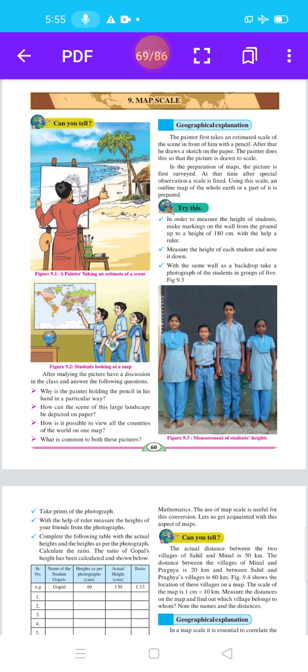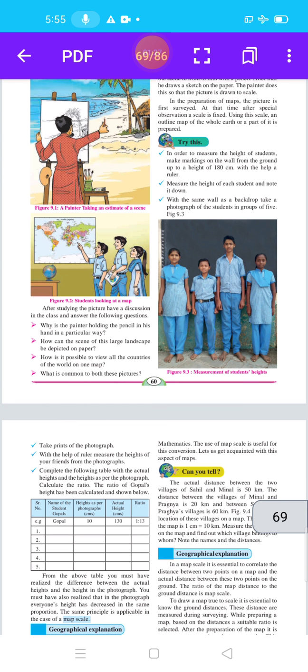First question is, why is the painter holding the pencil in his hand in a particular way? Here students, we see in figure 9.1 a painter taking an estimate of a scene. In this figure, why is the painter holding the pencil in his hand in a particular way?